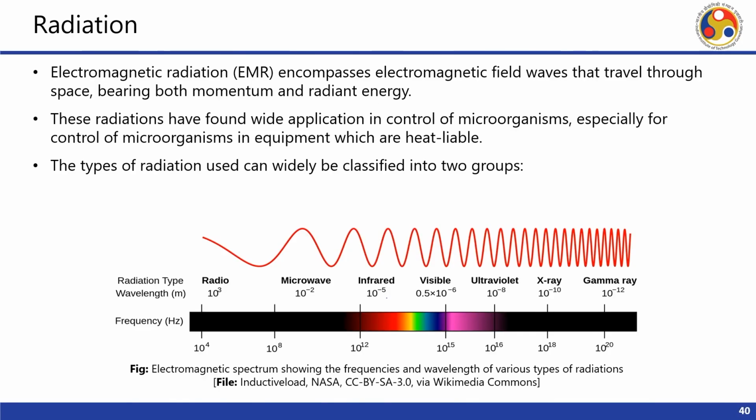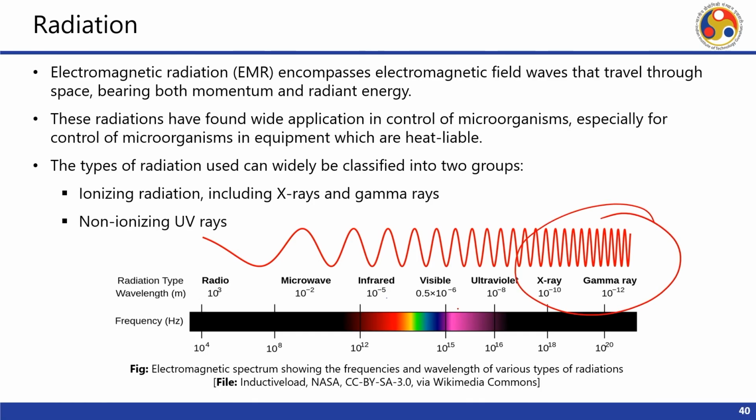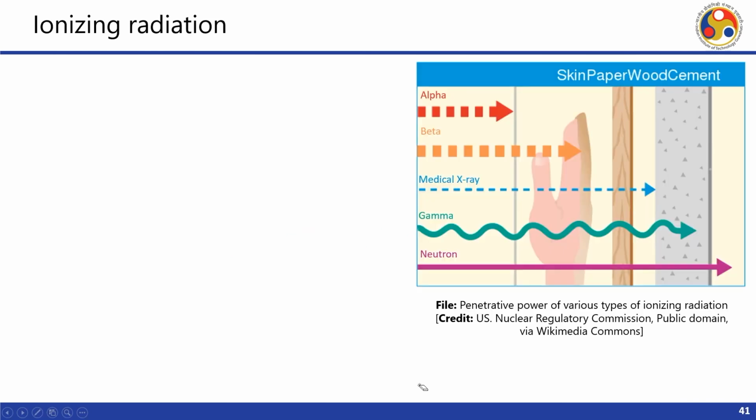So, these radiations have found wide applications in control of microorganisms, especially for equipment which is heat labile. We cannot heat them, but you can use radiation to make them free from microbes. The types of radiation that can be used for sterilization can be classified into two groups: ionizing radiations including X-ray and gamma ray. Then we have the non-ionizing ultraviolet rays. Let us first discuss the ionizing radiation.